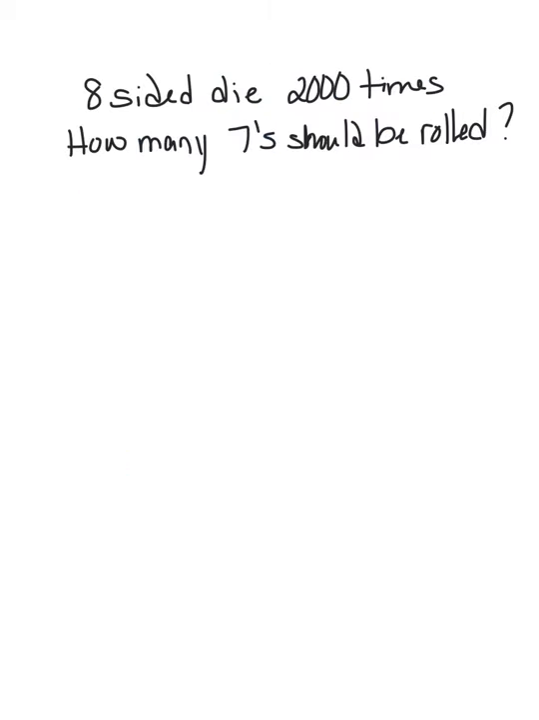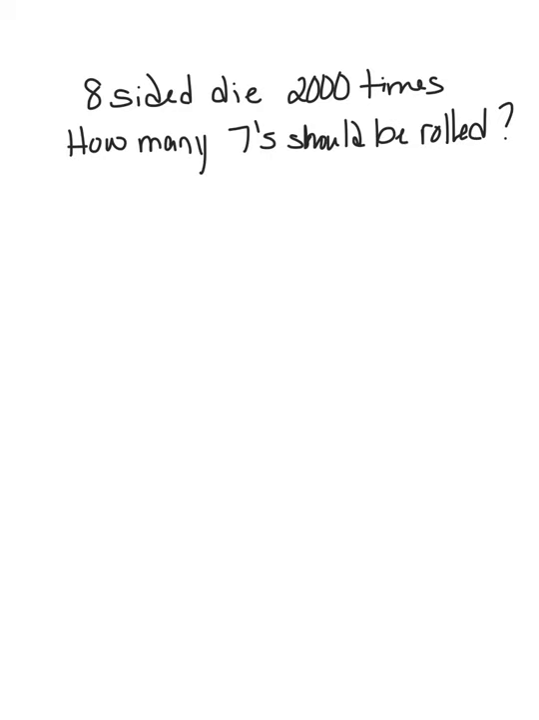Let's look at another example. Let's say I have an 8-sided die. And of course, an 8-sided die has 8 sides, numbered 1 to 8. I'm going to roll that die 2,000 times. How many 7s should be rolled if I roll the die 2,000 times?